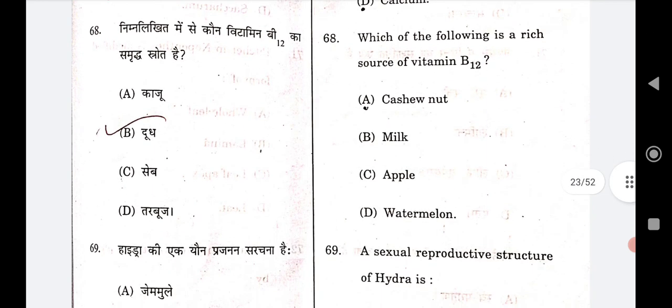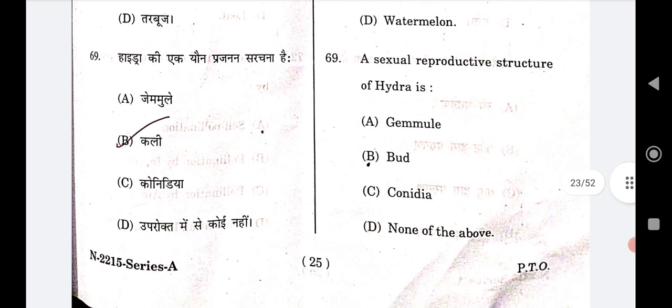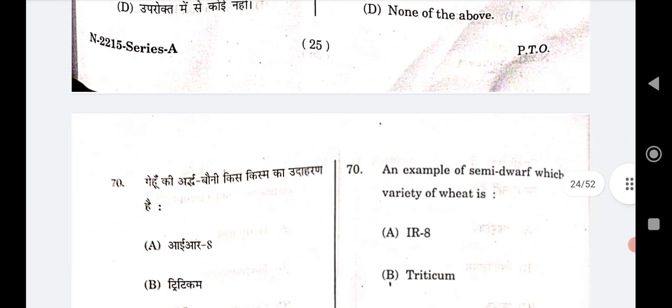Which of the following is a rich source of vitamin B12? Correct option is milk. Milk and milk products are the rich sources of vitamin B12. So B is the correct one here. Next question is, asexual reproductive structure of hydra is bud. B is the correct one here.